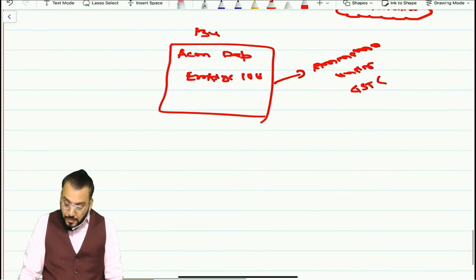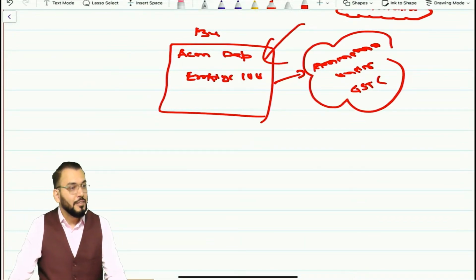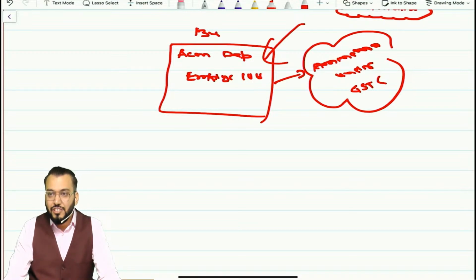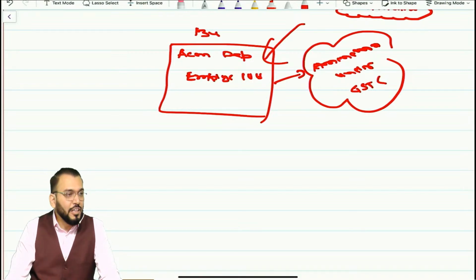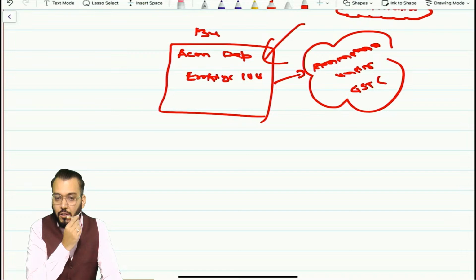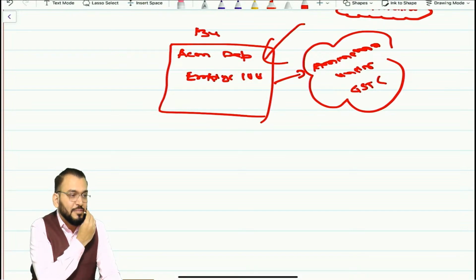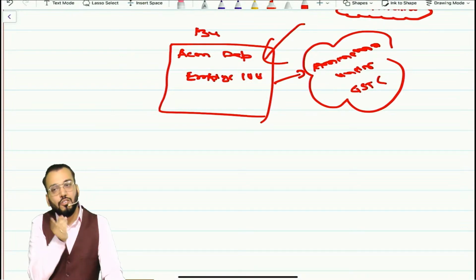So what happened? GST came. Now training is required. Because of the changes in the act, do all the employees require training or not? Is it a past event or not? GST came, so this obligation arises from a past event. But should we create a provision?